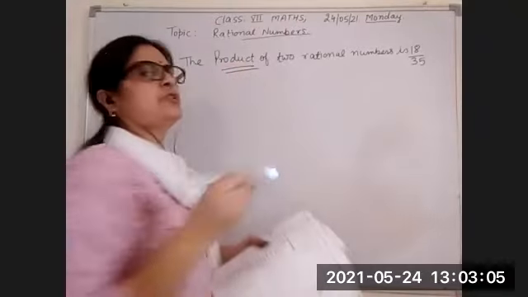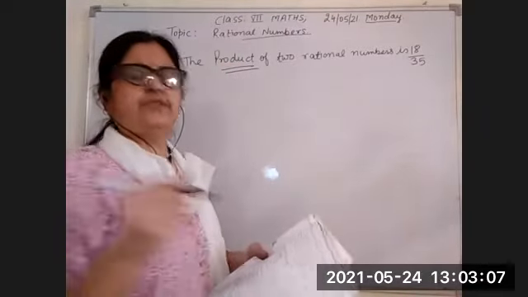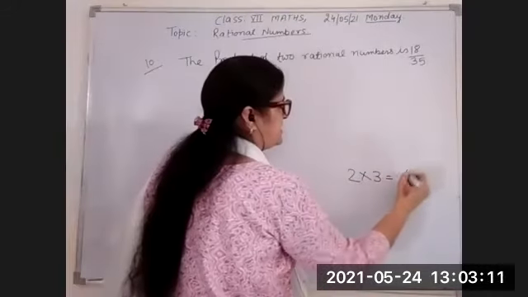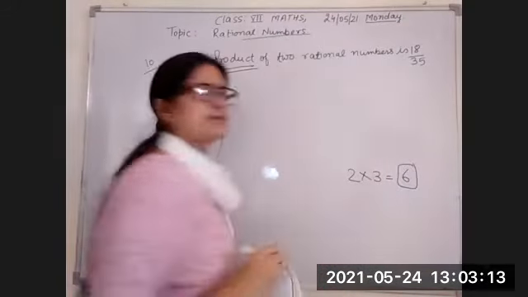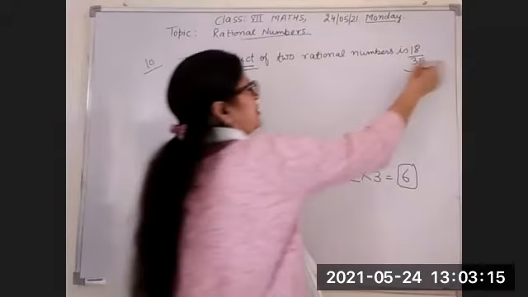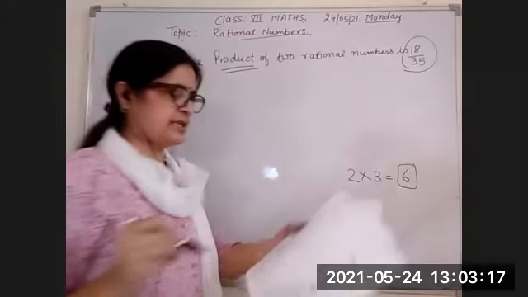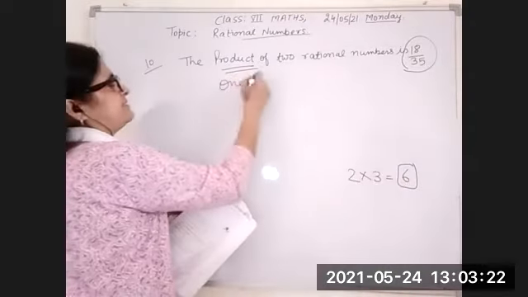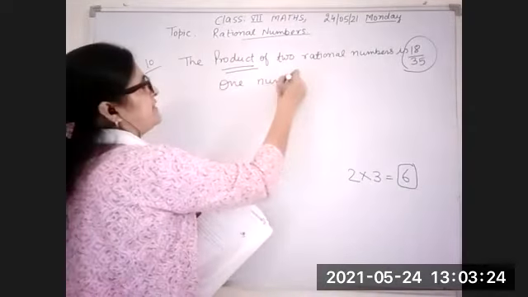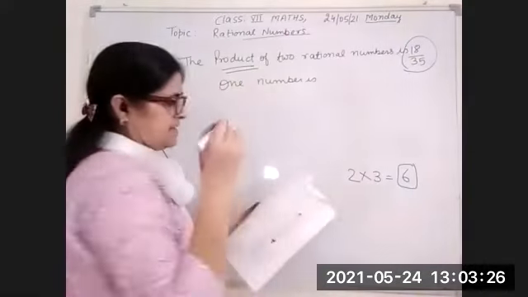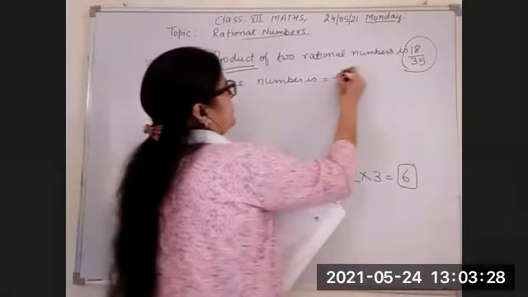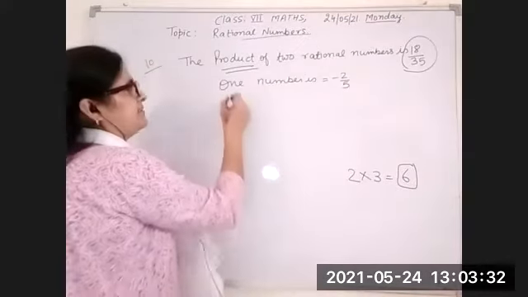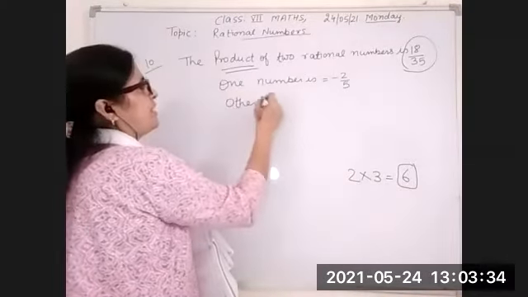You have given the multiplication of two numbers. For example, when we multiply 2 with 3, the result is 6. And you have given the product here, okay, of two numbers. And one of them, one number is minus 2 upon 5. And you have to find the other number. Other number you have to find.